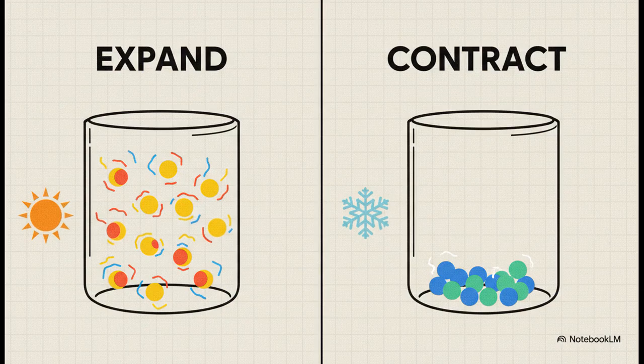Heat makes things expand, and cooling makes them contract. Simple, but why? Well, when you heat something, you're giving its particles more energy. They start to vibrate and move around faster and push each other further apart, so the whole object gets bigger. And when it cools down, the opposite happens. The particles lose energy, slow down, get closer together, and the object shrinks.